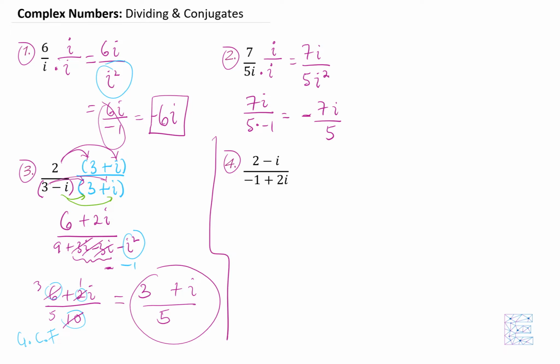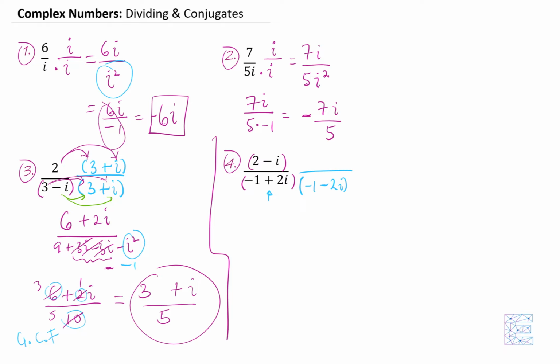And now for the fourth and final question, we once again have a binomial as a denominator, and I'm going to enclose that in parentheses and also enclose this numerator in parentheses because it's also a binomial. Now, all we need to do is get rid of the i from the bottom. And how are we going to do this? Well, we need to multiply this by its conjugate. Remember, conjugate means change the middle sign. So this is -1 minus 2i.